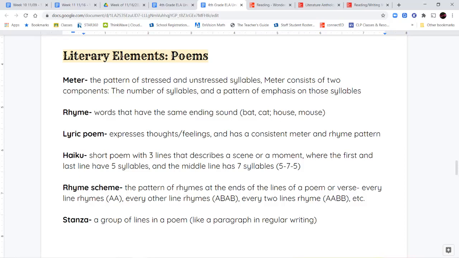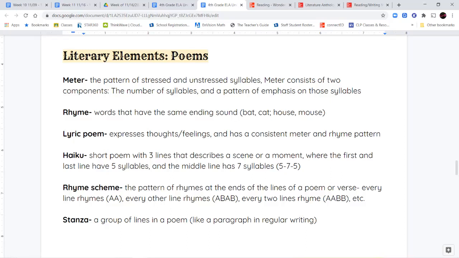So I can say the cat in the house and the bat chased the mouse, for example. I know that doesn't make sense as a poem, but you can see that every other line is rhyming. Or you can have, for example, every 2 lines rhyme, so A, B, and so on. So these are just examples.